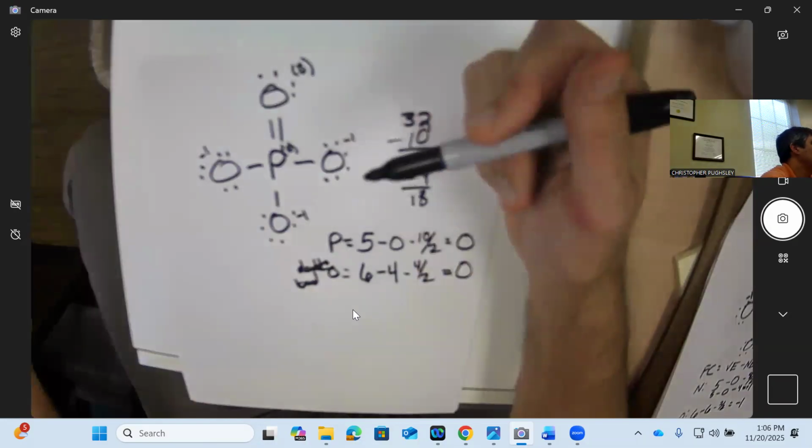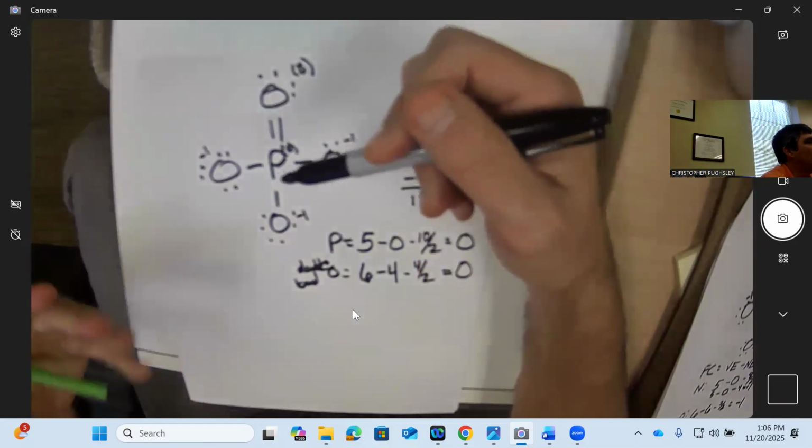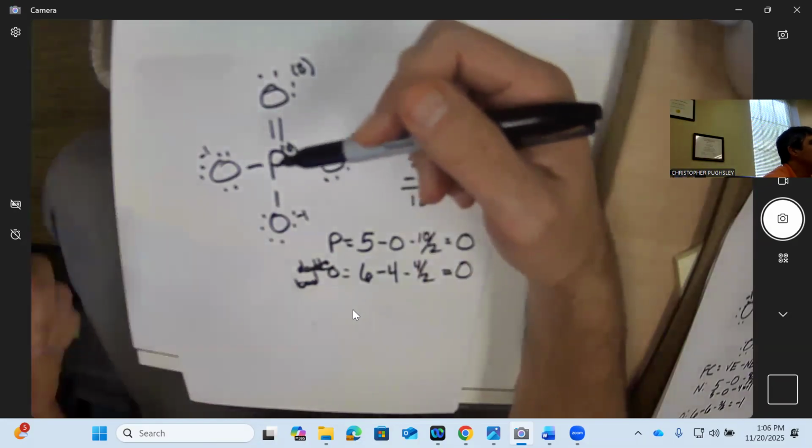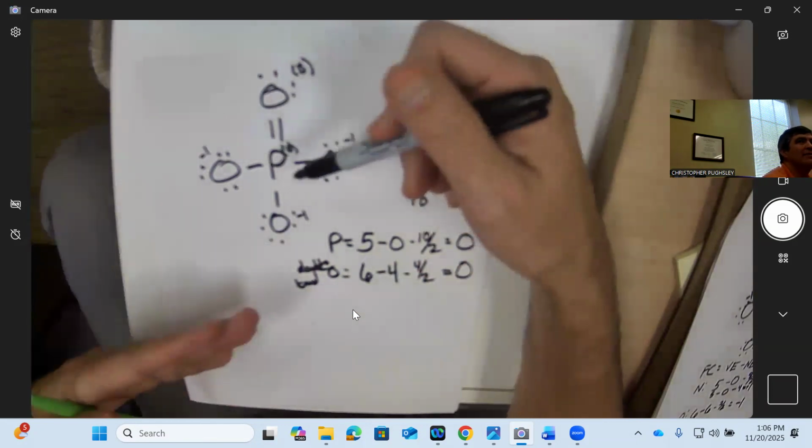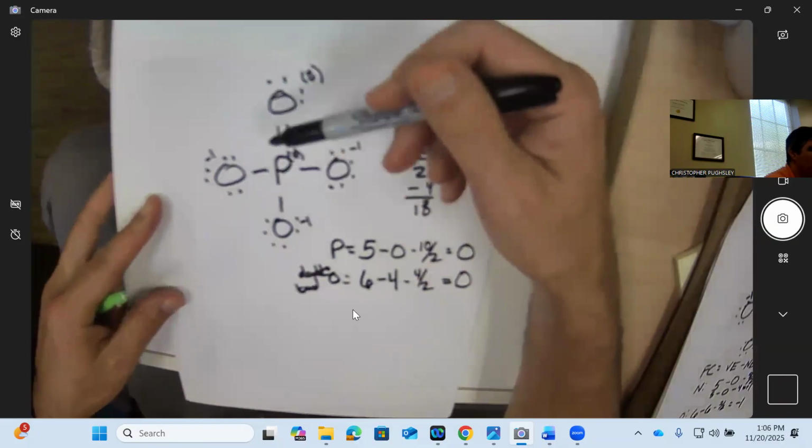You said, why do charges matter like that? If you have more areas that are charged, it's more unstable. It's more reactive. And so therefore you want the least amount of charges.